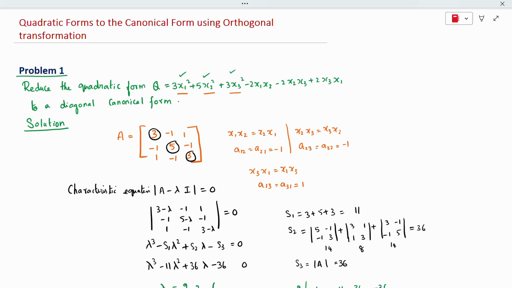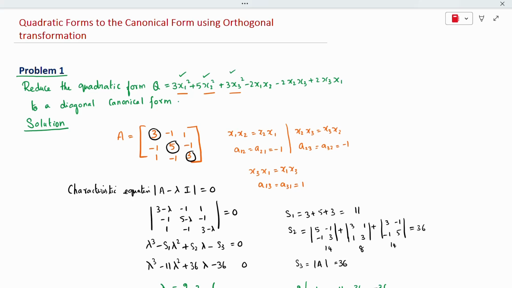In the same way, x2 and x3 is the same as x3 and x2. So a23 and a32 are half of the element. So half of minus 2 is minus 1. For x3 and x1, the element given is 2, so half of the element is 1, for a13 and a31. That is how it is placed in the A matrix.